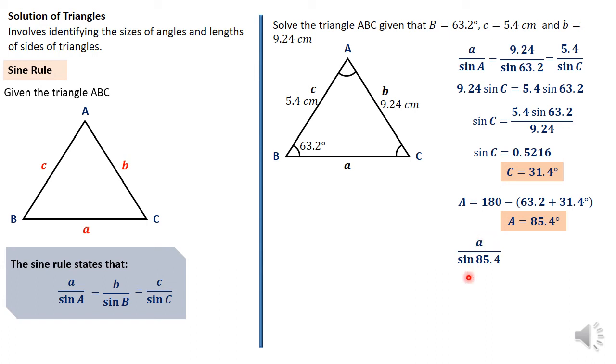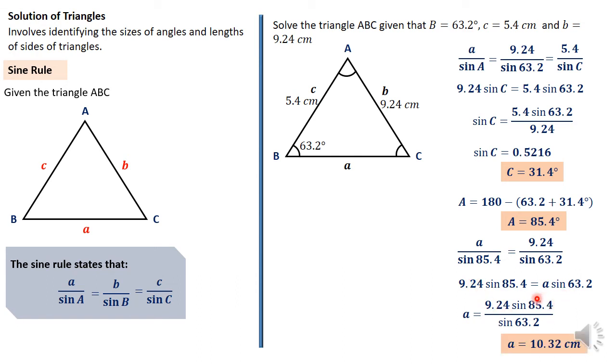a all over sine A, and sine A is sine of 85.4, the A we just got there, is the same as 9.24 all over sine 63.2. We'll do a cross multiplication of that, you get a sine 63.2 equals 9.24 sine 85.4, as we have on the screen there. Divide both sides by sine 63.2 and you get a is 10.32 centimeters. Let's turn to another example on sine rule.